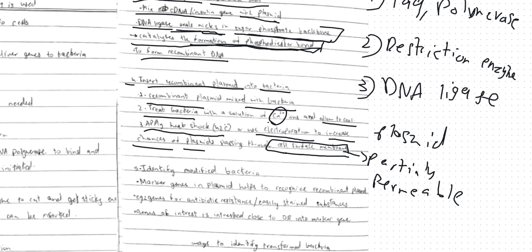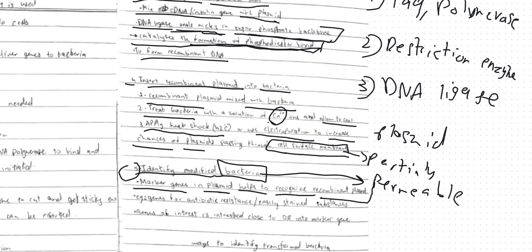So when the plasmid enters the bacteria, step 5 is you identify the modified bacteria. How do you identify the bacteria which will produce this new gene, which will code for these new plasmids? You identify them by using marker genes. Marker genes are placed in the plasmid to help recognize the recombinant plasmid or the recombinant bacteria. So the gene of interest is added close to the marker genes, and when the recombinant bacteria is produced, you can identify them by the marker genes.